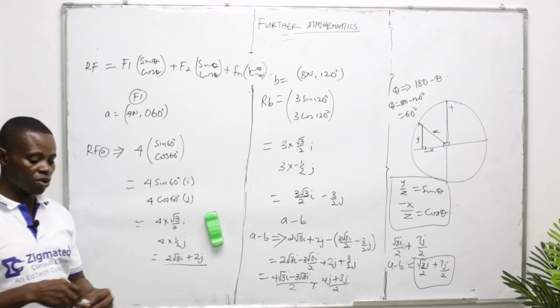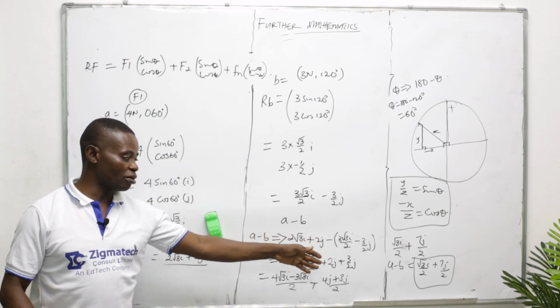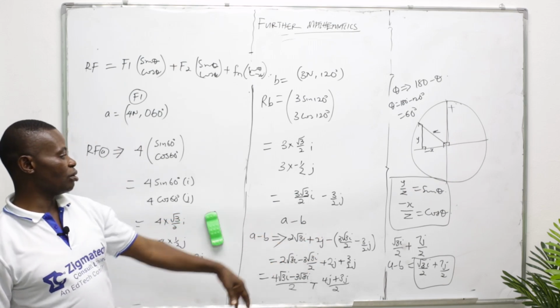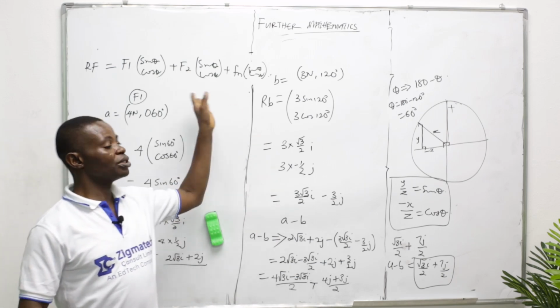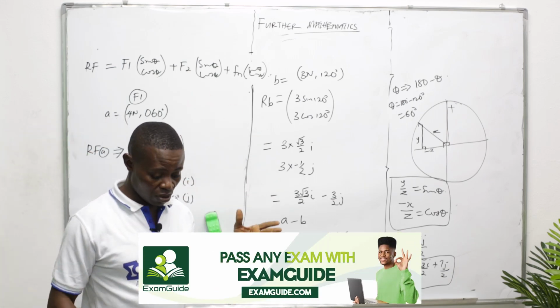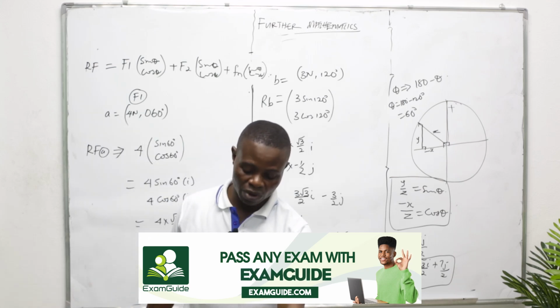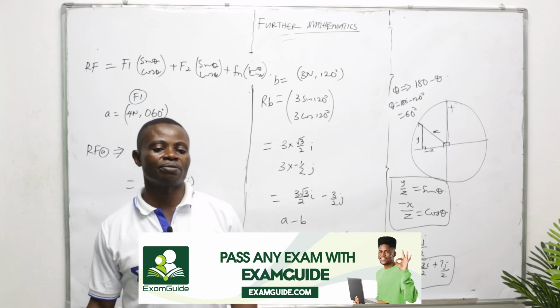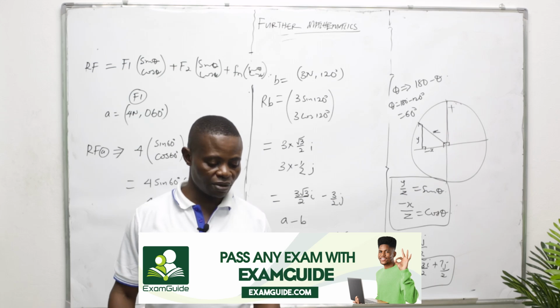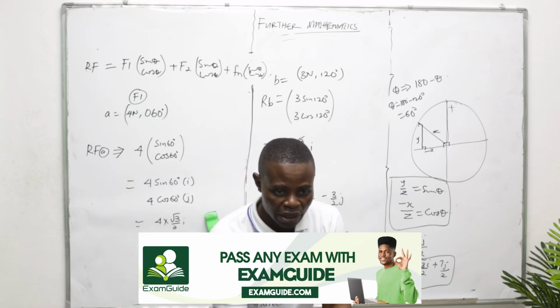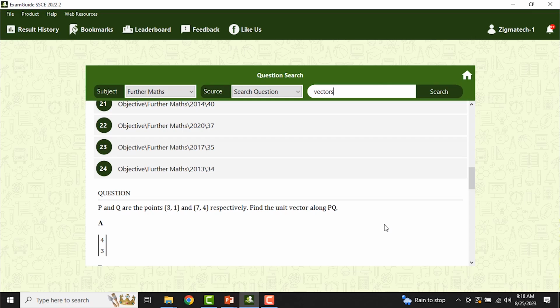A minus B equals root 3 I all over 2 plus 7 J all over 2. So that's the solution to this vector question. So remember, you are dealing with component form, so care must be taken while you do that. Let's take one more question.